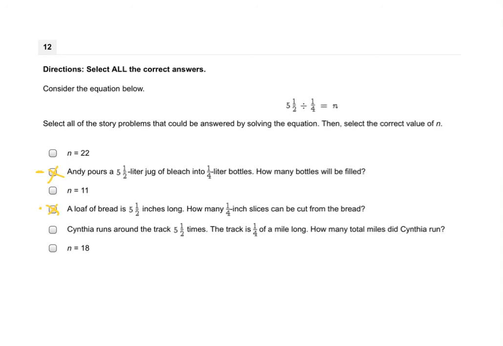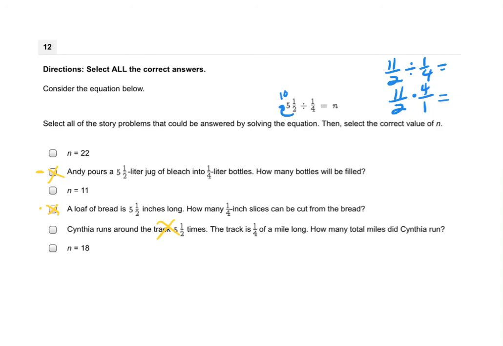The last one, Cynthia runs around the track 5 1/2 times. The track is 1/4 of a mile long. That's actually multiplication, so that one does not work. Now what I have to do is find the answer. So I'm going to change 5 1/2 into an improper fraction by doing 2 times 5 is 10 plus 1 is 11/2. Then I'm going to multiply by the reciprocal, or keep change flip.